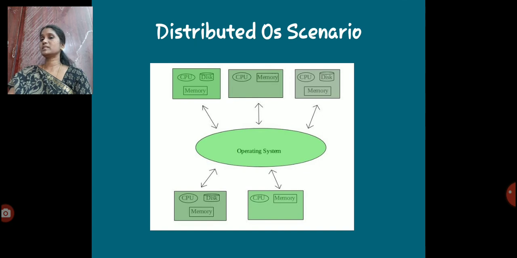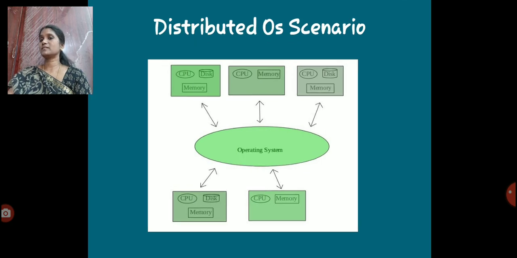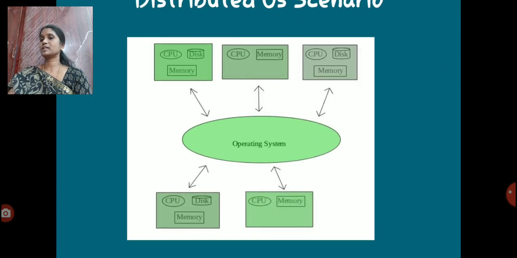So the distributed OS scenario is this. See, there is an operating system in the middle. There is a terminal around the operating system. On every terminal there is a CPU, there is an input output device, there is a primary memory. So everything is there, and the single operating system is using all the isolated terminals. This is called a distributed OS.